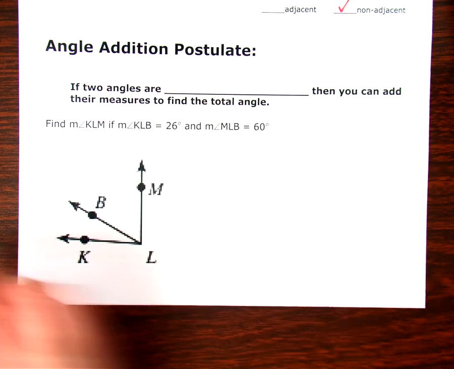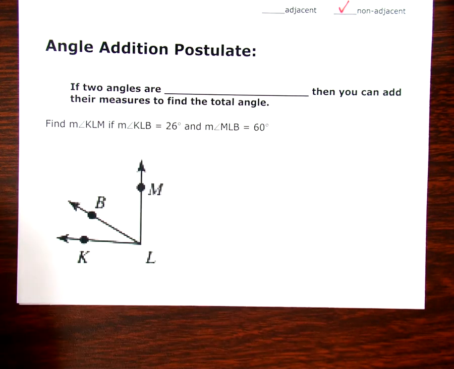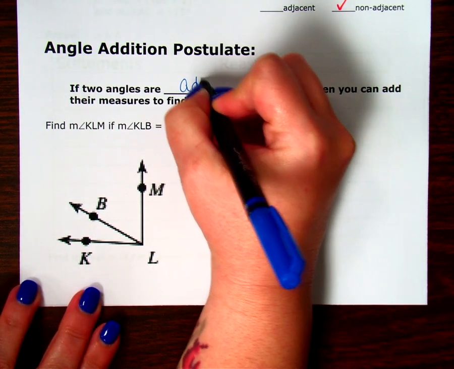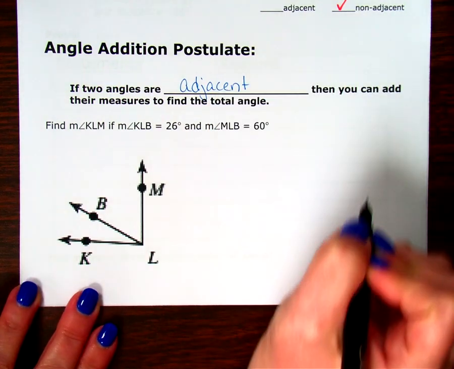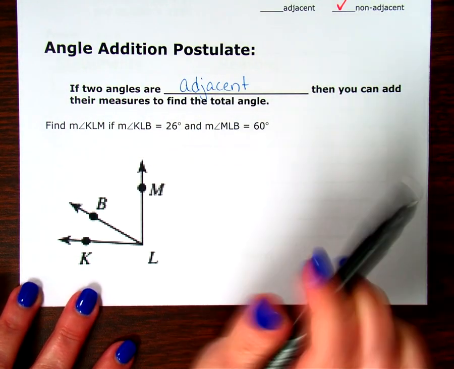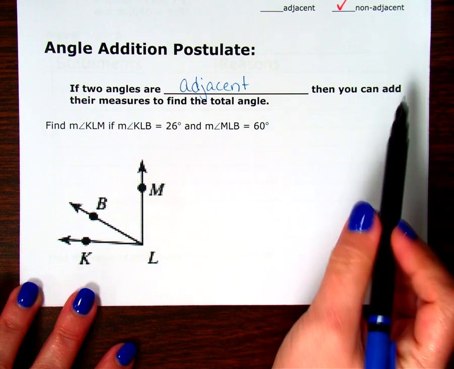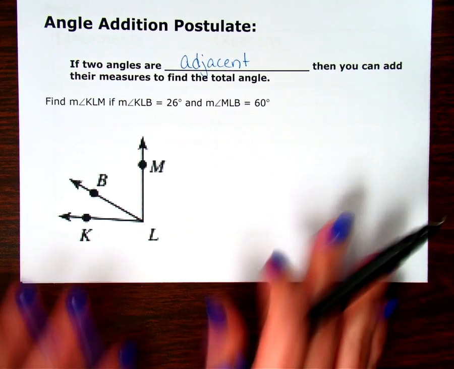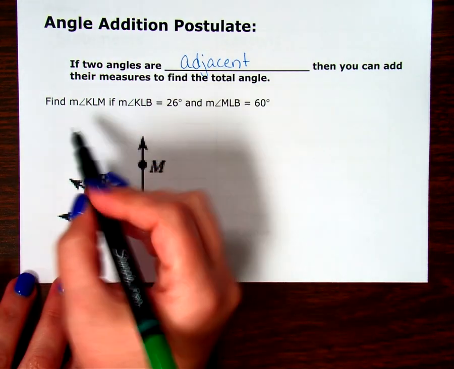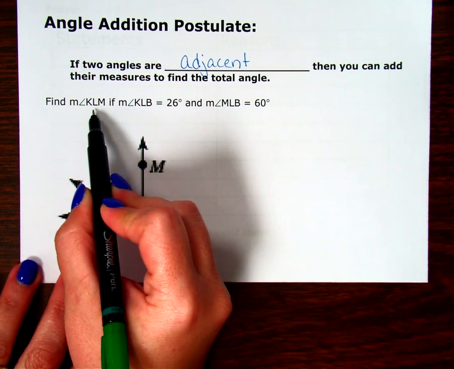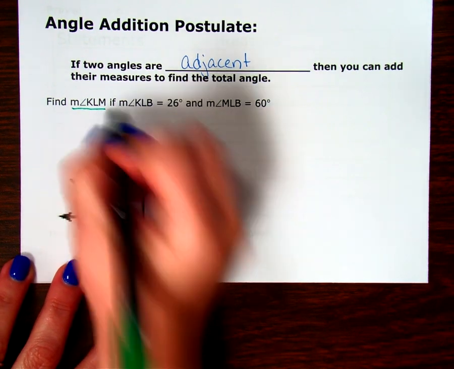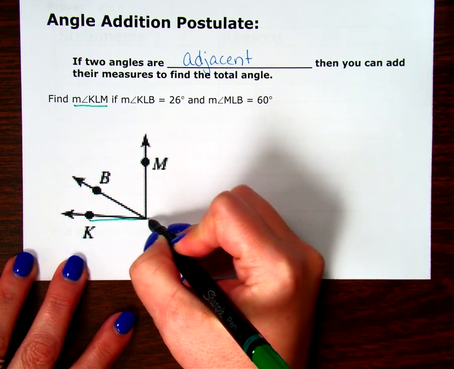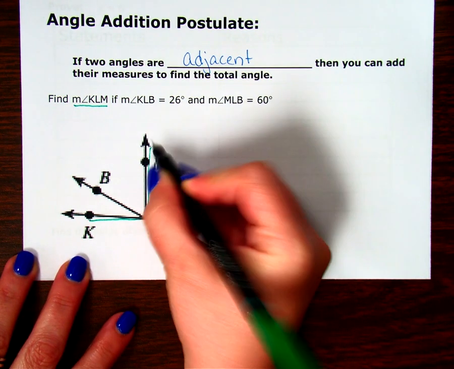Okay? So if two angles are adjacent, so they're sharing a side, they're sharing a ray, they're sharing a vertex, and they do not overlap, then we can add their measures to find the total angle. So let me show you what that looks like. Okay? When I look at this picture, it says find the measure of angle KLM. So the first thing I like to do is figure out which angle is KLM. So that's this whole thing here.